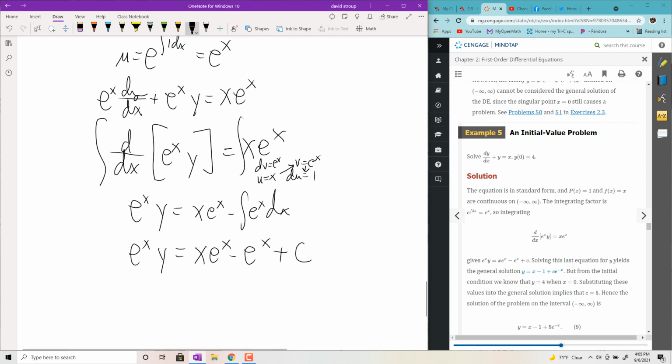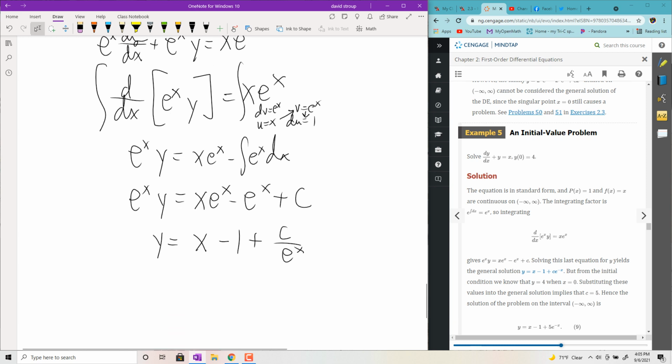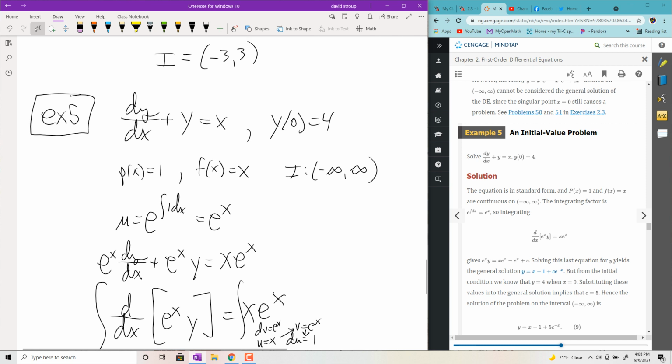You can divide everything by e to the x, or in other words, multiply by e to the negative x. That'll give you y equals x minus 1 plus c all over e to the x, or c e to the negative x if you'd rather. Now you use your initial condition, and what is it, 0, 4?